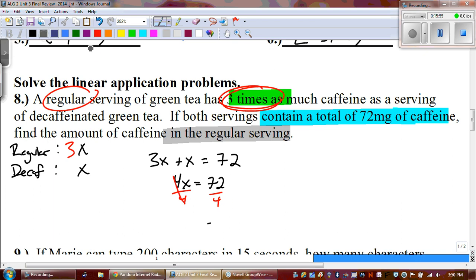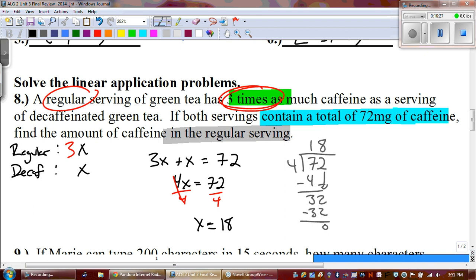If you don't have your multiplication chart in front of you, you have to do this the old school way. 4 goes into 7 one time. 1 times 4 is 4. We have to subtract, and we get 32. And then how many times does 4 go into 32? That's 8 times. So we get that x equals 18.